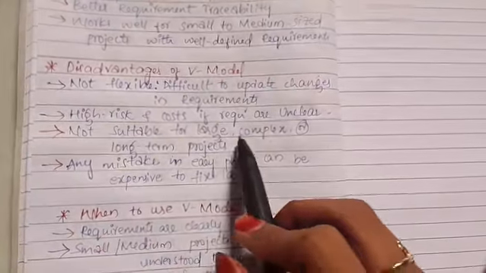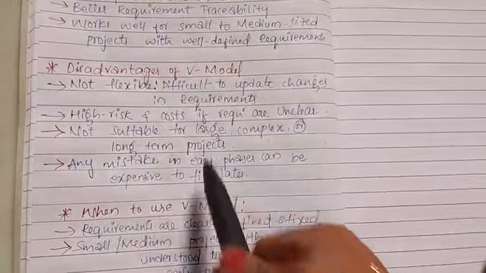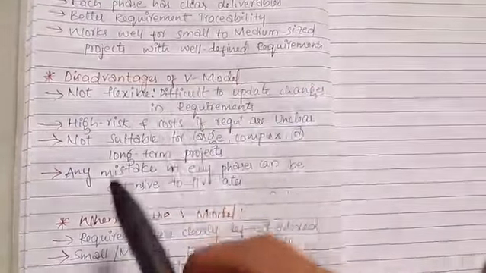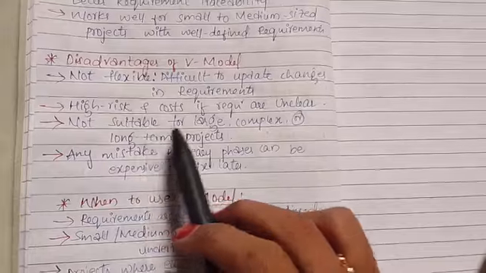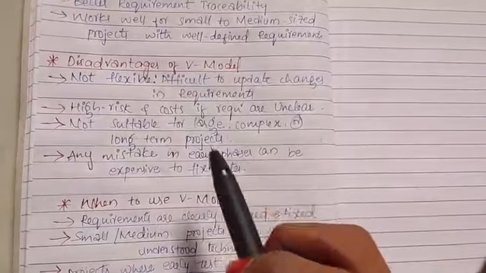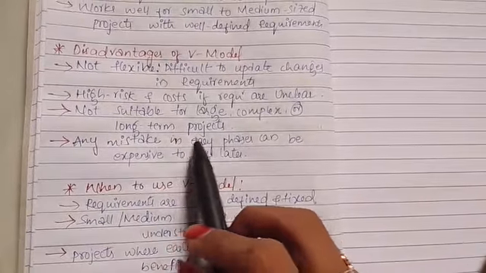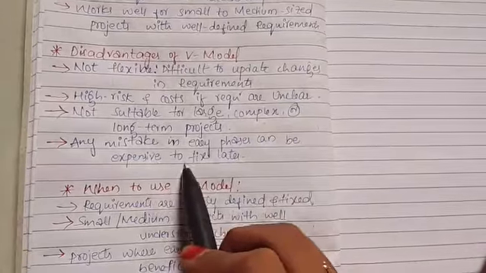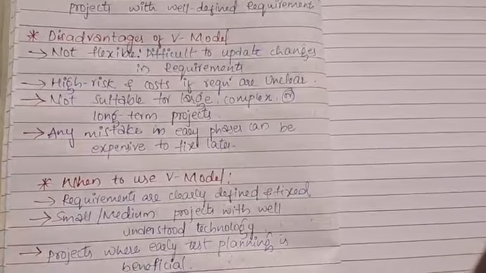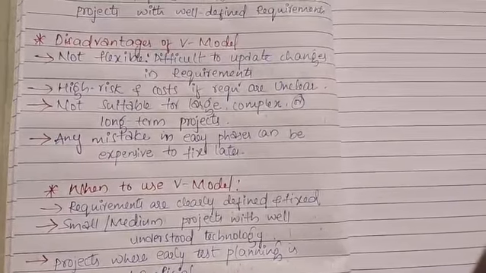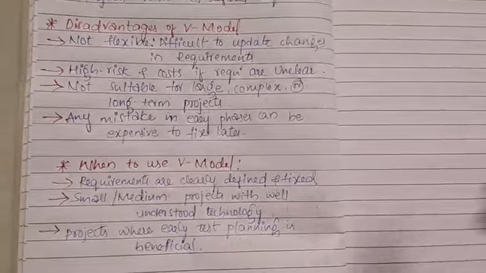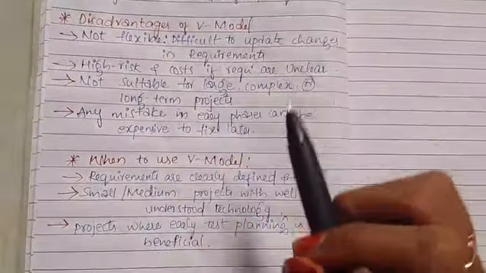And it is not suitable for large, complex or long-term projects. I told you it works well for small and medium-sized projects only. Also, mistakes in the early phases can be expensive to fix later. If we get any mistakes or bugs in the early phases, it costs more to fix them later. These are all the disadvantages of the V model.